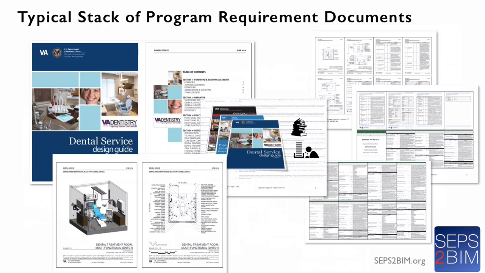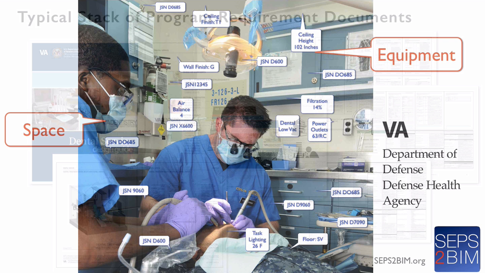A typical stack of program requirement documents can be very large, with a lot of information embedded in a format that is not necessarily easy to read in a machine-readable format and translate into building information models for the designer to be more efficient at consuming the information and responding back with a design solution.